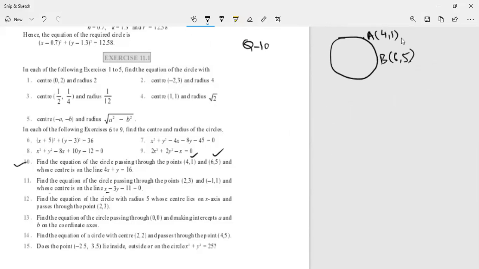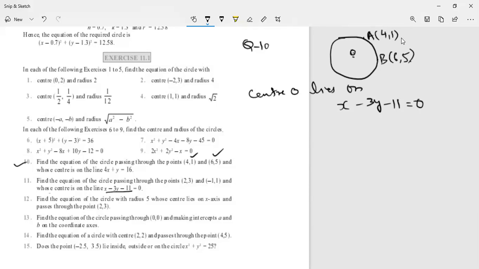And the center is on the line x minus 3y minus 11. So this is the center of the circle, C or O, whatever you say. So center O lies on x minus 3y minus 11 is equal to 0. Okay.